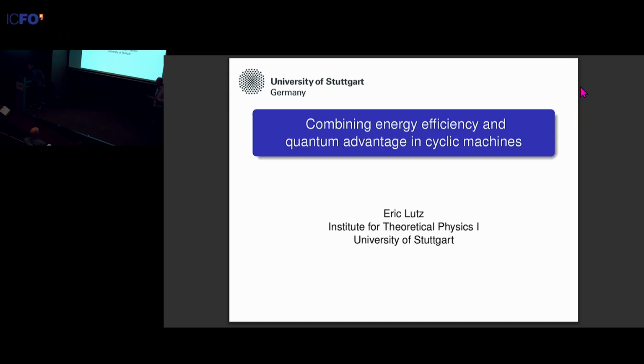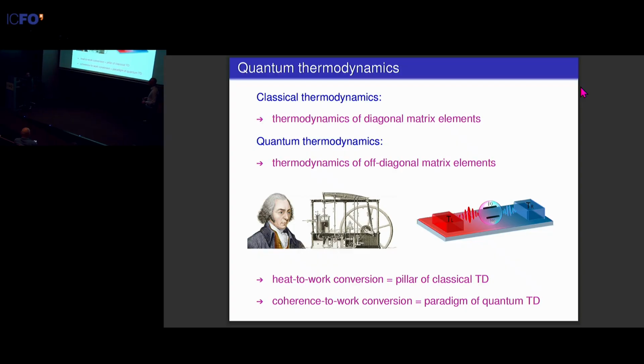Good. So I would like to present an experiment with a quantum machine that exhibits both energy efficiency and quantum advantage. And before I start, I would like to give a simplified definition of quantum thermodynamics. Let's assume we have a system which is described by a density matrix. And I would claim that what we teach students, conventional thermodynamics, is the thermodynamics of the diagonal matrix elements. And I hope you all agree with that.